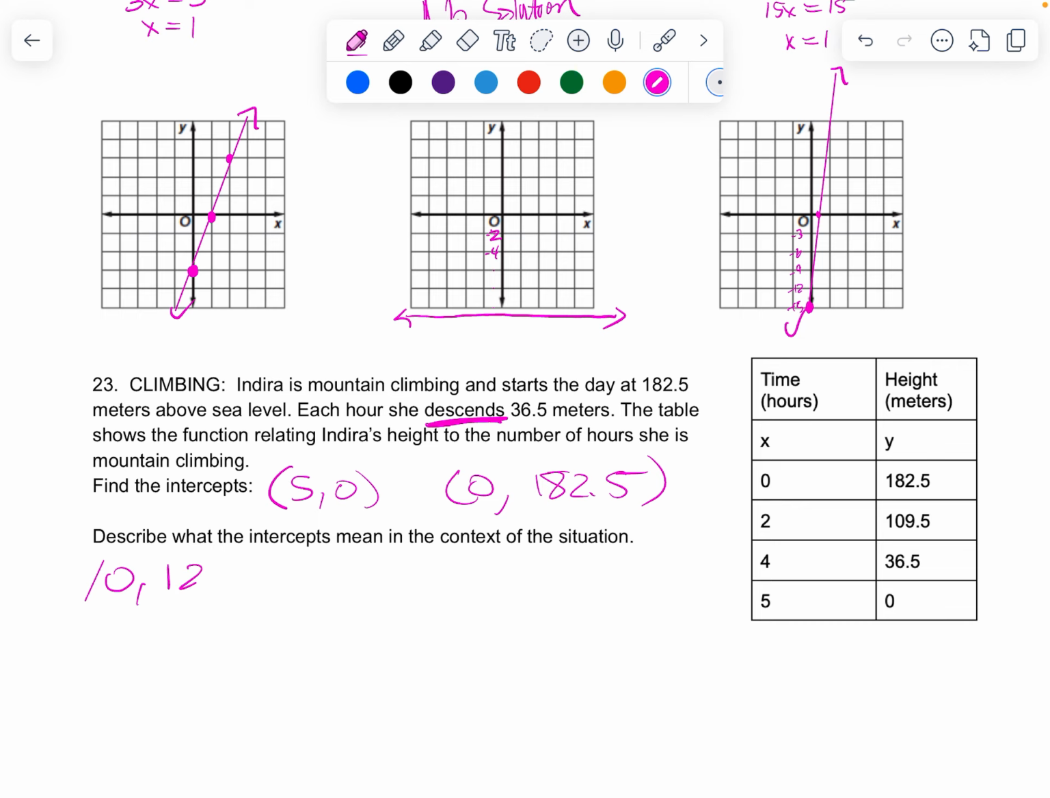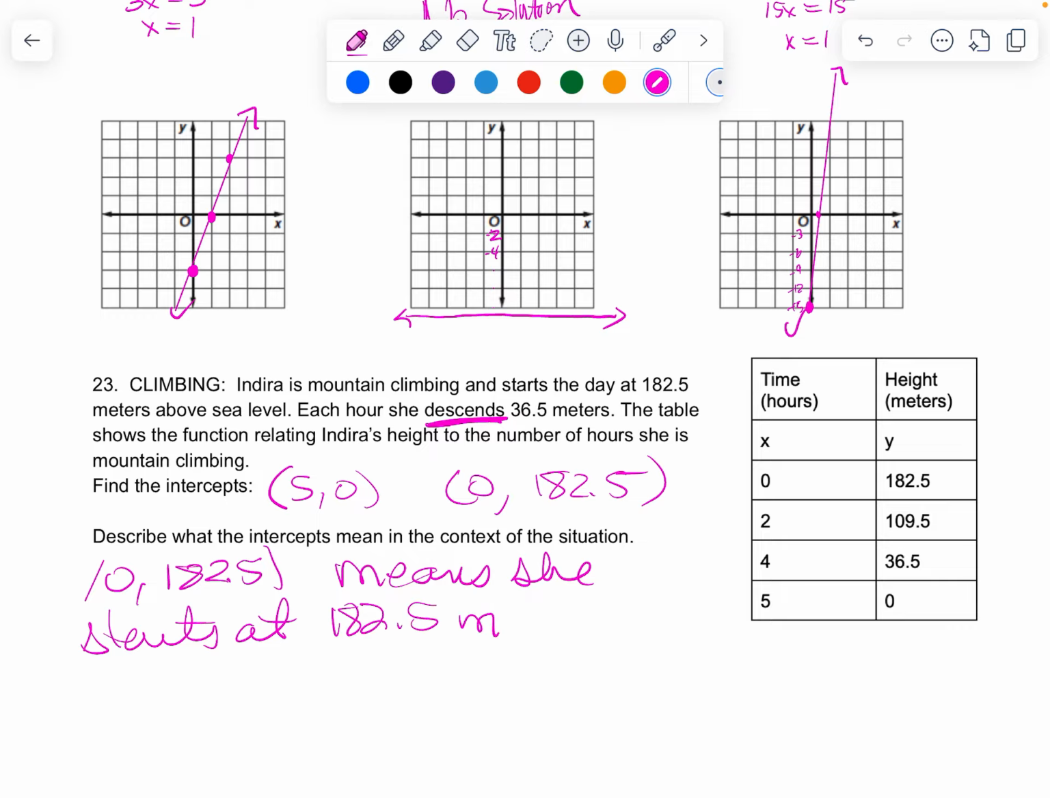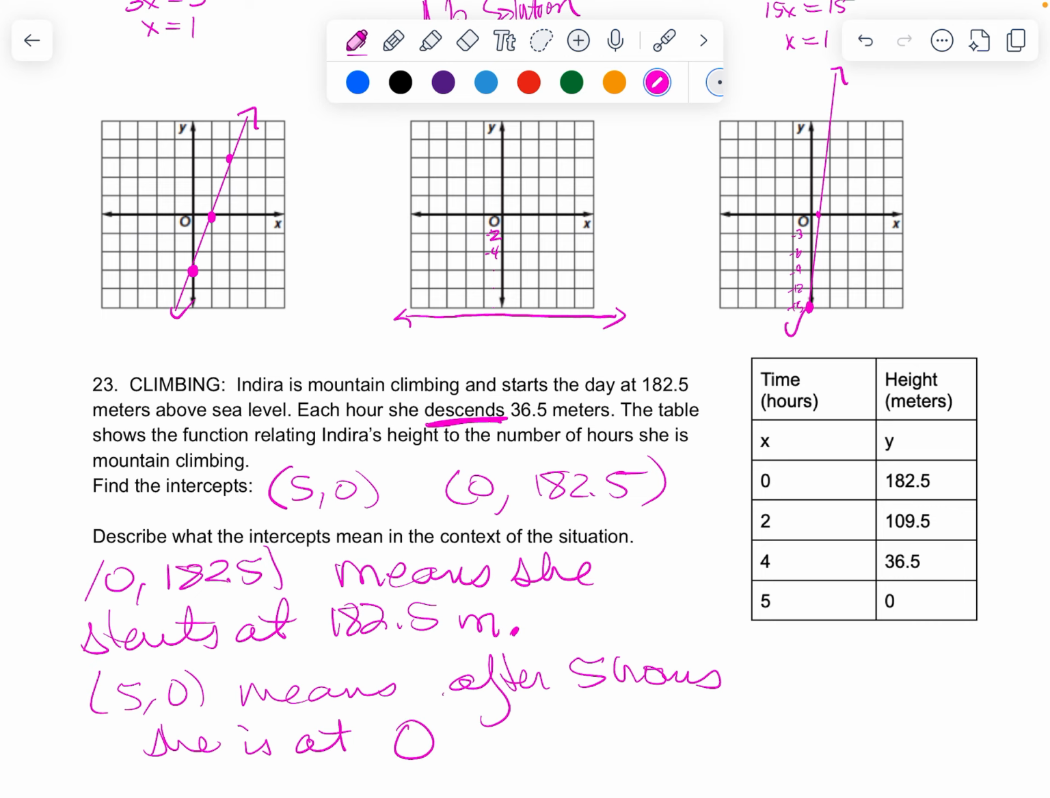0, 182.5 means she starts at 182.5 meters, and 5, 0 means after 5 hours she is at 0 meters, or the bottom.